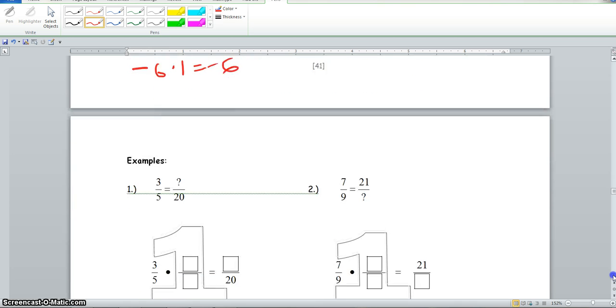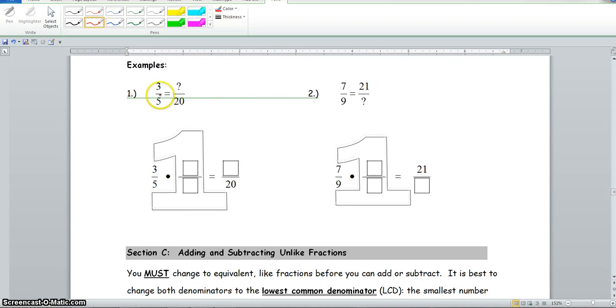So now we come down here to these examples. We have 3/5 is equal to a question mark over 20. So we're trying to find out what this missing number is. So this is what we would do. We would ask ourselves, 5 times what gives us 20? We know that that's 4. So we would write that as a form of 1.